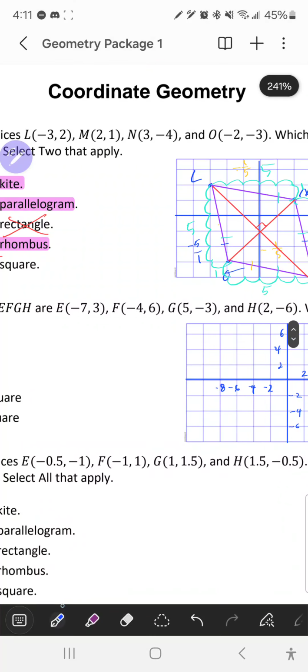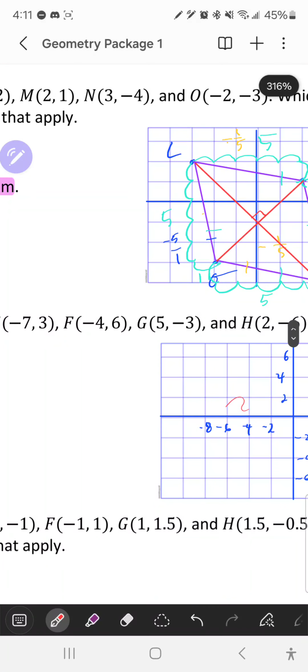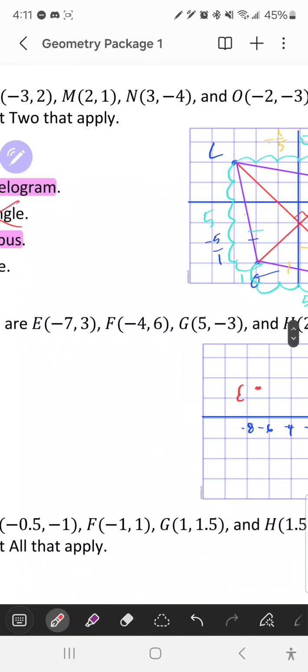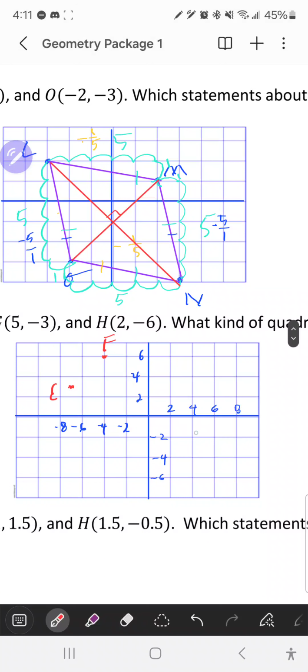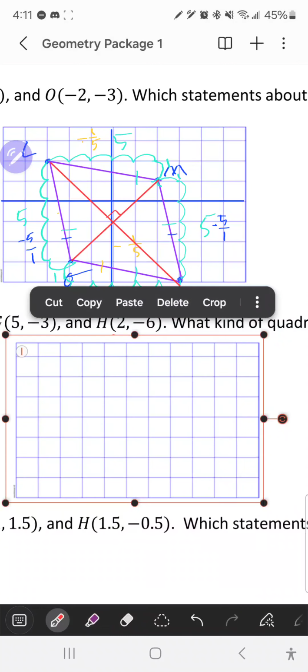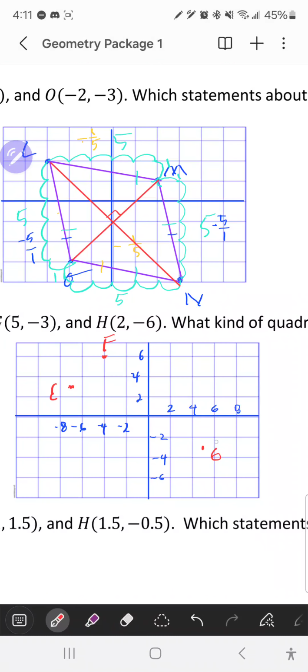Now, E is negative 7 comma 3, which is going to be something over here. This is E. F is negative 4 comma 6, so this is F. 5 comma negative 3 is going to be over here. This is G. And 2 comma negative 6. This is H. Now we draw the figure.